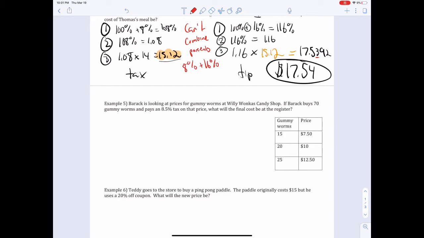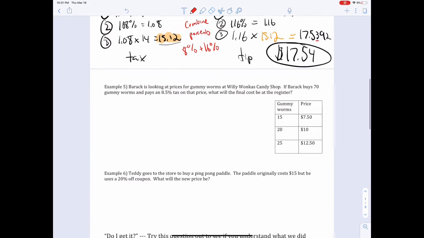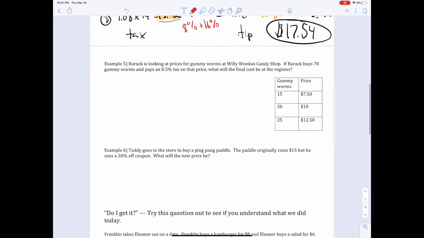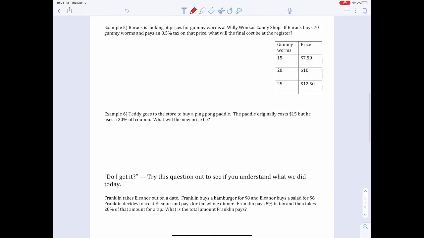That was double, so that was great. That can work, but we can't combine percents. Okay. Number 5 is a little tricky. Trickiest one that I think you'll have to tackle on your own today.